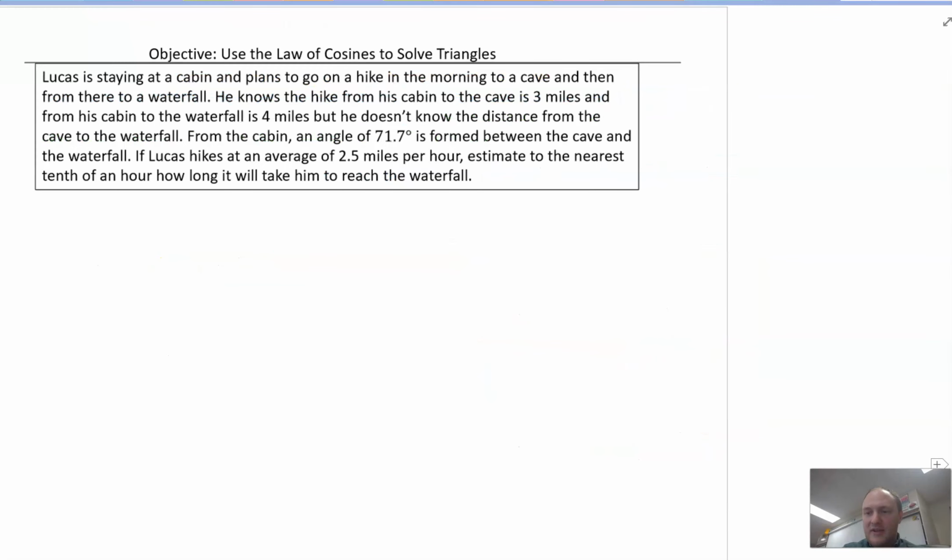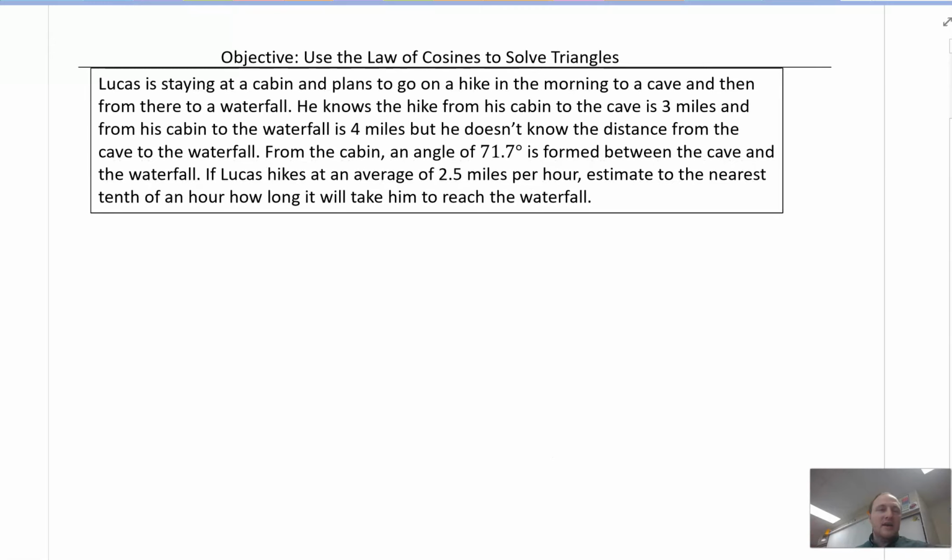All right. The next problem that we're going to look at says Lucas is staying at a cabin and plans to go on a hike in the morning to a cave and then from there to a waterfall. He knows that the hike from the cabin to the cave is 3 miles, and from his cabin to the waterfall is 4 miles, but what he doesn't know is the distance from the cave to the waterfall. From the cabin, an angle of 71.7 degrees is formed between the cave and the waterfall. If Lucas hikes at an average of 2.5 miles per hour, estimate to the nearest tenth of an hour, how long will it take for him to reach the waterfall?